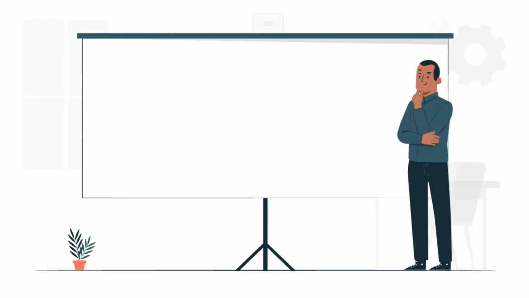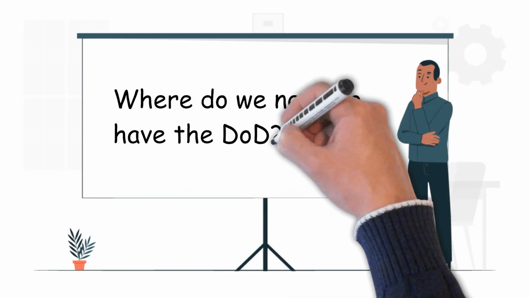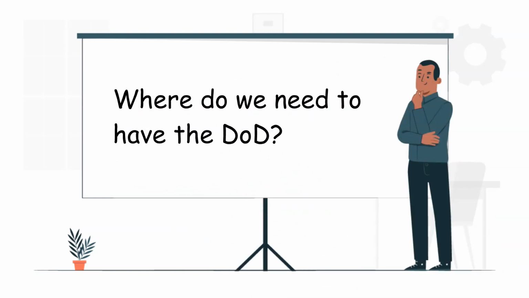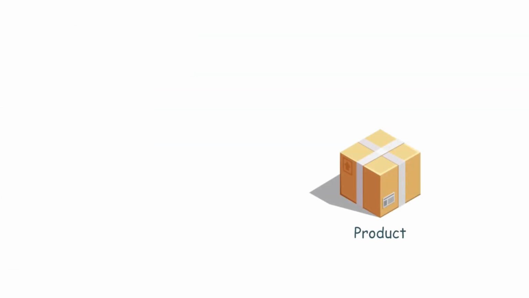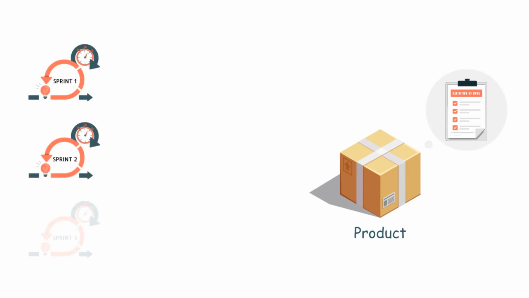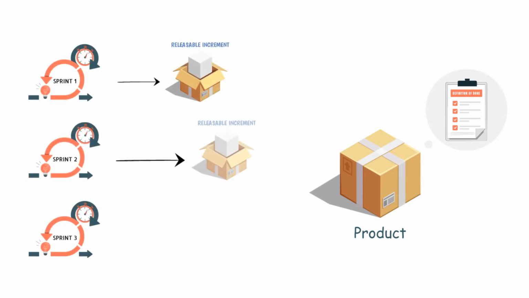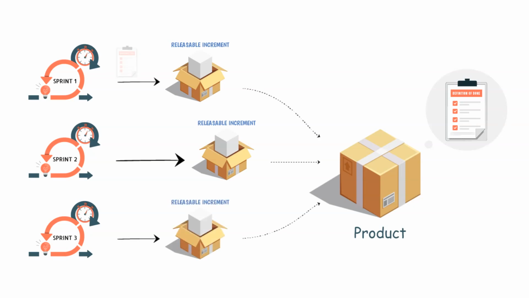Next question: where do we need to have the DoD? Is it at the product level, sprint level, or story level? Since it is the product that gets released to the market, the DoD is always at the product level. Meanwhile, since we are working with sprints, every sprint must create a releasable increment of product, and this means that the DoD needs to be met every sprint to make the product releasable.